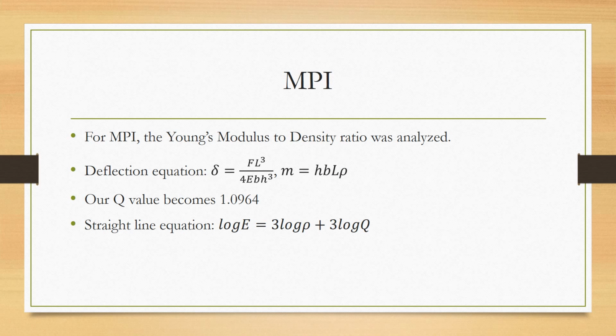So to get our M P I, which relates the Young's modulus to density, we first use the same assumptions from the last equation, and we get delta equals FL cubed over 4EBH cubed. In order to get our Q value, which is the constant of the slope, we rearrange that to find H and sub it into our M value. Now this comes out for Q to be 1.0964, and in order to get the straight line equation, we take the logarithm of both sides, which ends up being log E is equal to 3 log rho plus 3 log Q.